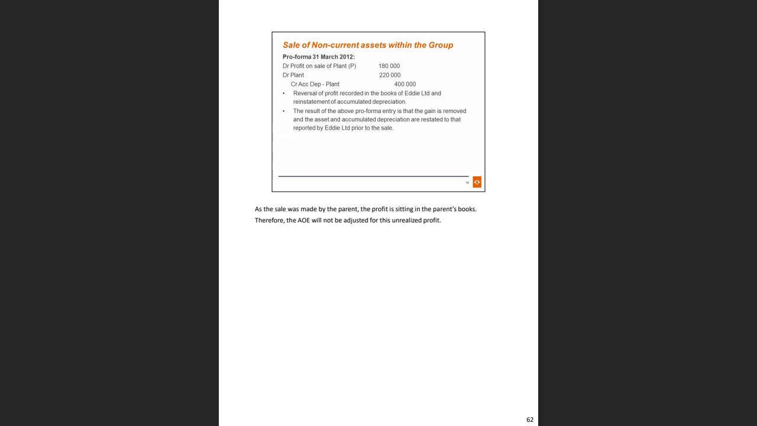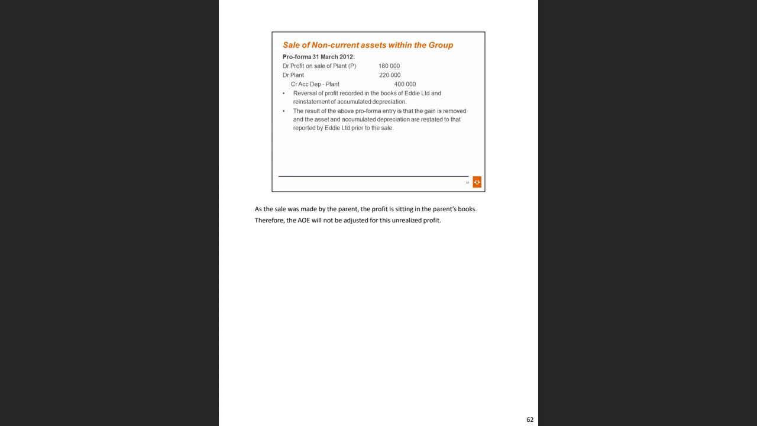So Eddie recorded the profit in its financial statements. Now the pro forma journal entry will pretend that the sale didn't take place. So it will go debit profit on sale plant, 180,000 Rand, reversing the profit that was seen to be made by Eddie. Then we'll go debit plant, 220,000 Rand. We are basically reinstating the cost of this plant.